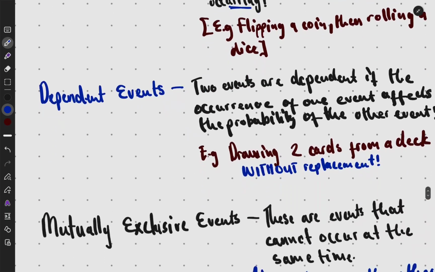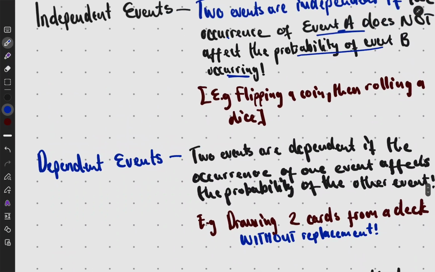Now, dependent events, it is where you have two events where the occurrence of one directly affects the probability of the other. Okay, now we must say a typical example of independent events where the occurrence of one does not affect the probability of the other is when you pick something and you replace.